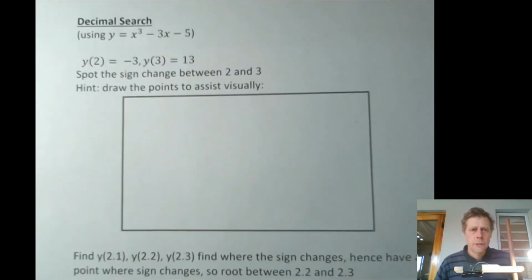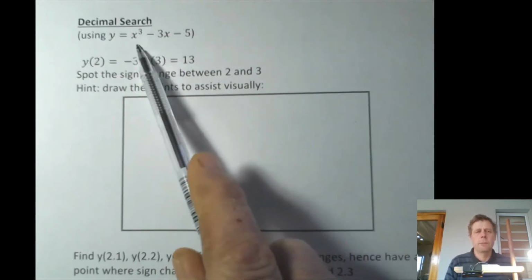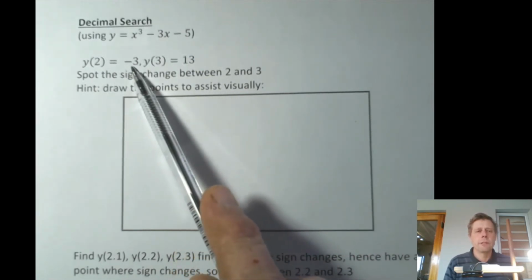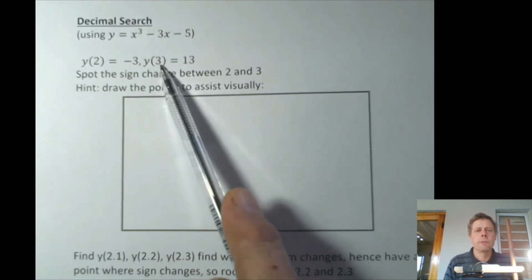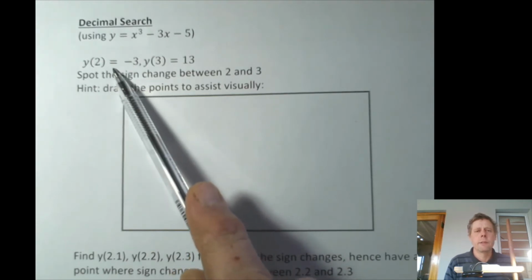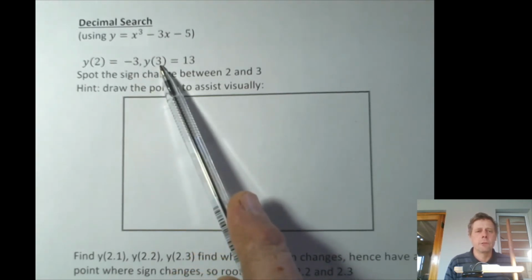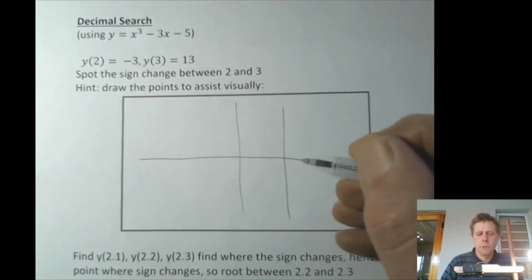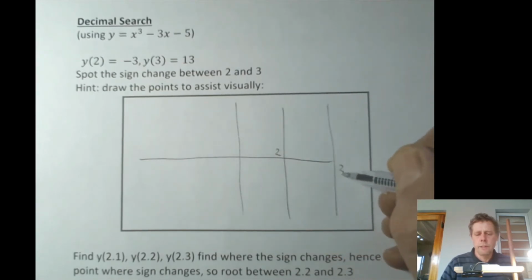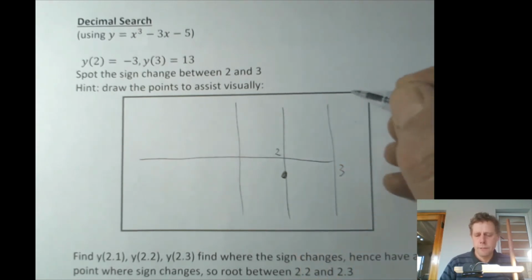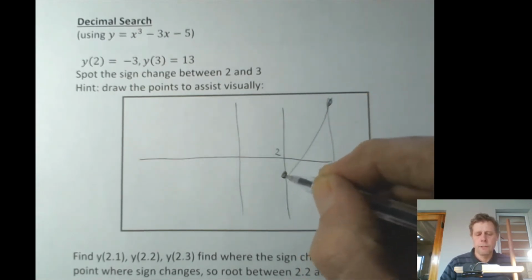The decimal search is a method used to find a root. In this case, we're going to use the same example that we've used for the sign change rule. We can see that y of 2 is minus 3, and y of 3 is 13. So we found out that there's actually a change in sign of y between the numbers 2 and 3. So x is going from 2 to 3. Let's just draw that quickly. So we've got our graph there, we've got a number 2, and we've got a number 3. It's not to scale, sorry for that. y of 2 is minus 3, and y of 3 is 13. It's always good to draw it roughly to scale.